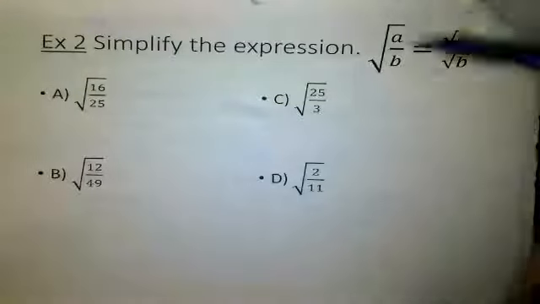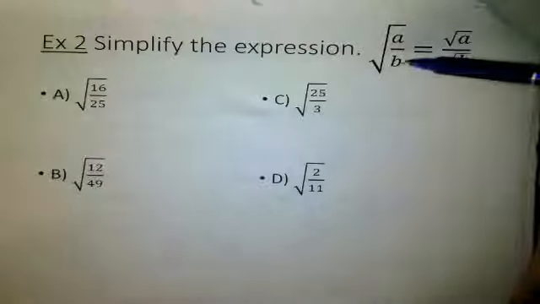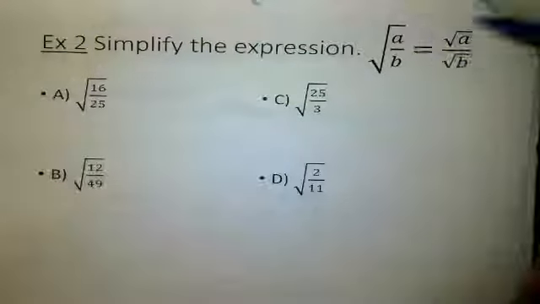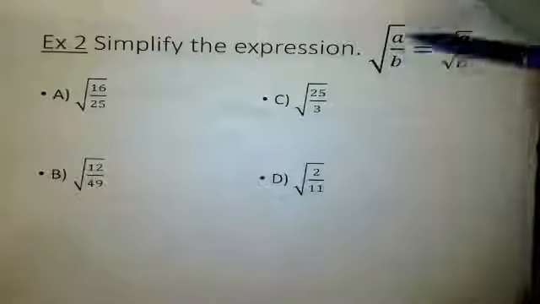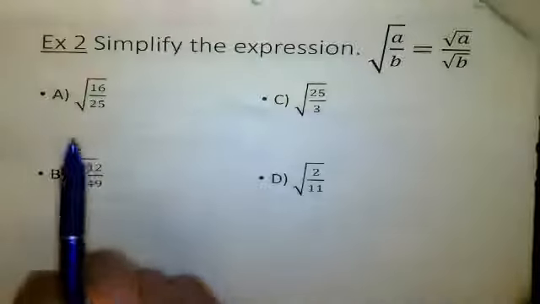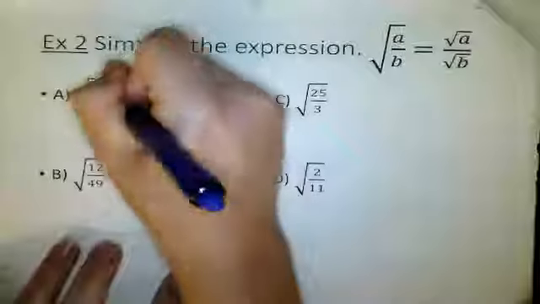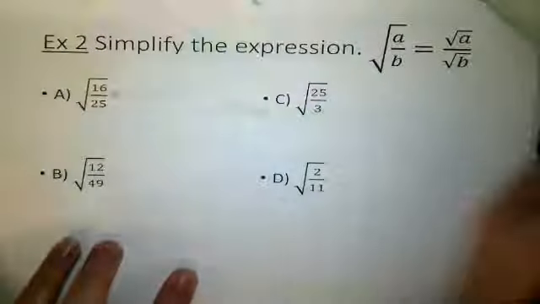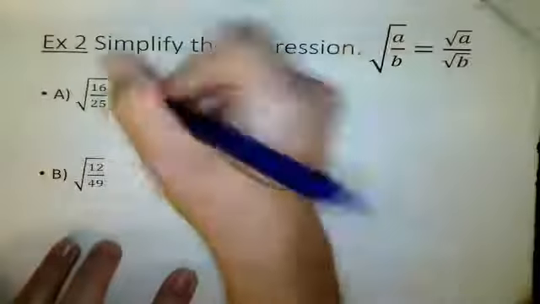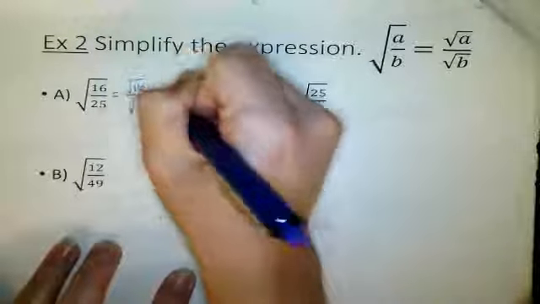Okay, so here we have a giant radical. Inside that radical, we have a little fraction, a division problem. So again, anytime I have a giant radical, I can break it apart into 2 little guys. Here we have the square root of 16/25. One giant radical can be broken apart into 2 little ones. So I'm going to rewrite that as the square root of 16 over the square root of 25.